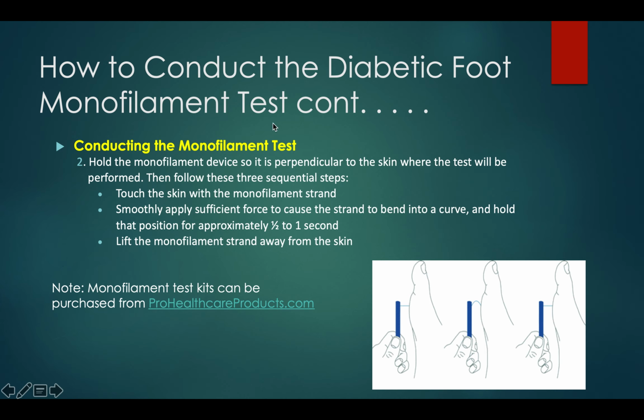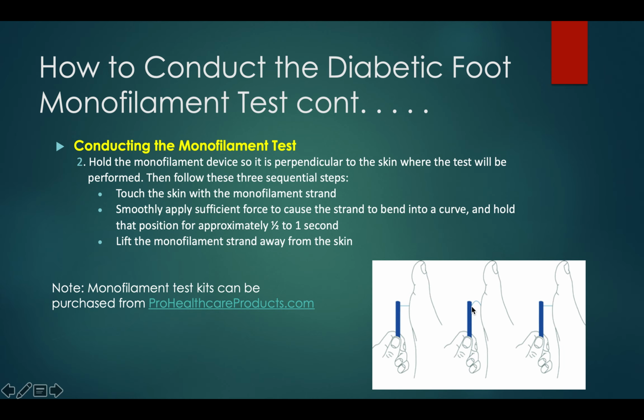Okay, so you can see with this illustration to the bottom right of the slide, you see that very small monofilament strand that sticks out from the applicator there, applying it perpendicular to the skin. And you conduct the test with really 3 steps. The first is to touch the skin with the monofilament strand. Then smoothly apply sufficient force to cause the strand to bend into a curve. That curve is going to be about 1 centimeter.